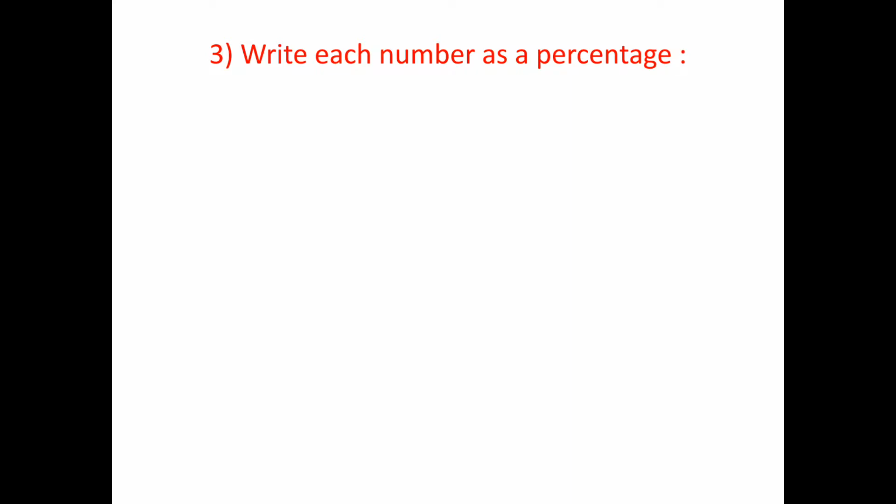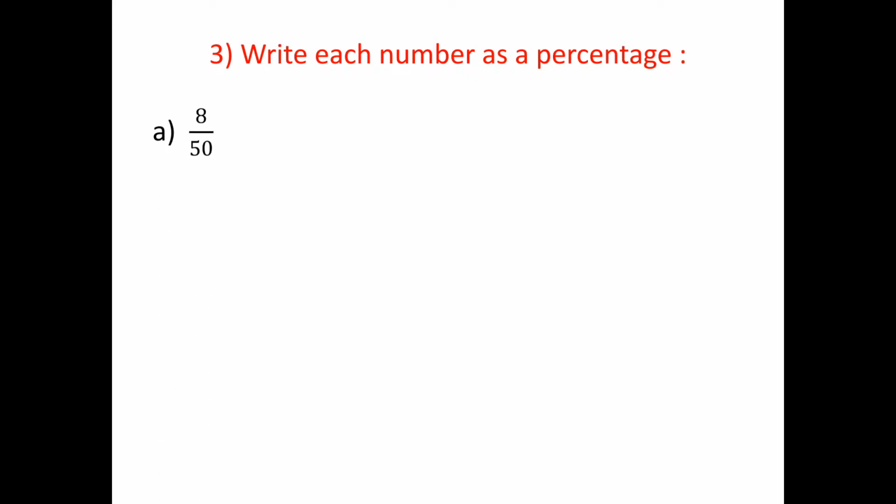Now, the last type, write each number as a percentage. What do I need to get a percentage? I need a fraction with the denominator 100. So as we said, my superstar form is the fraction. I have to write my number as a fraction first, then try to make your denominator 100, then it will be ready to be written as a percentage.